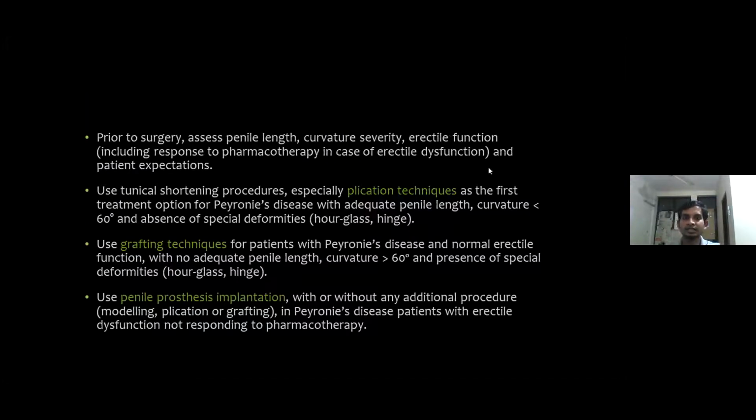Surgically, there are several methods. Prior to surgery, we have to assess the penile length, curvature, and whether the patient has erectile dysfunction, whether it responds to pharmacotherapy like phosphodiesterase inhibitors, and the patient's expectation. There are 3 main types of surgery: penile shortening methods, lengthening methods, and the penile prosthetic implant.